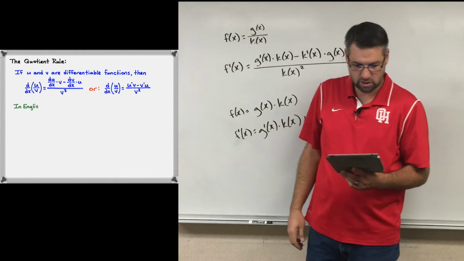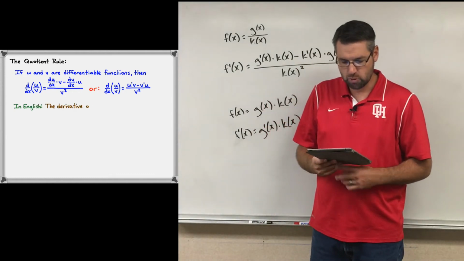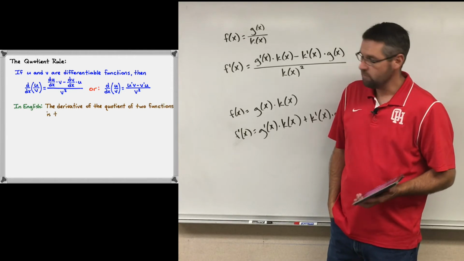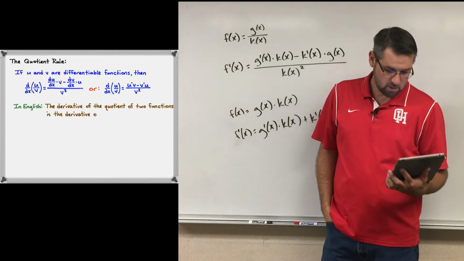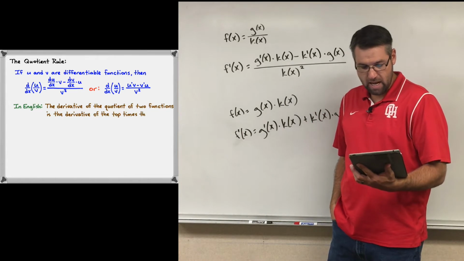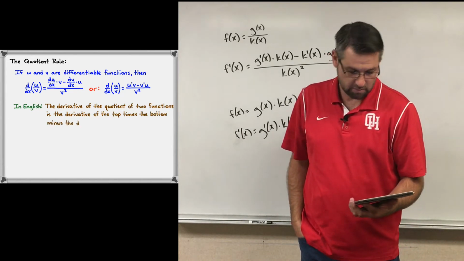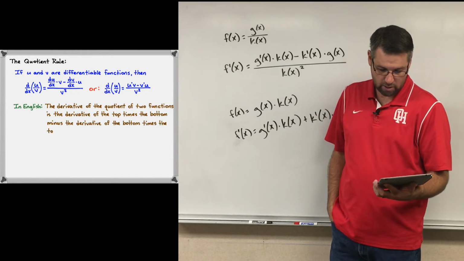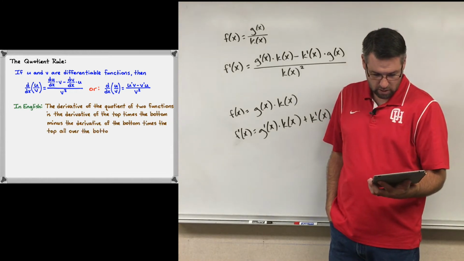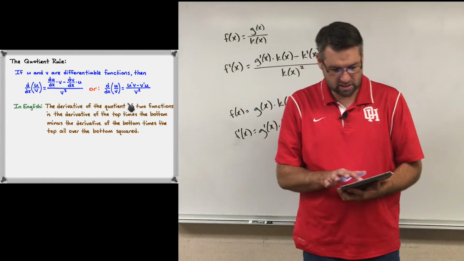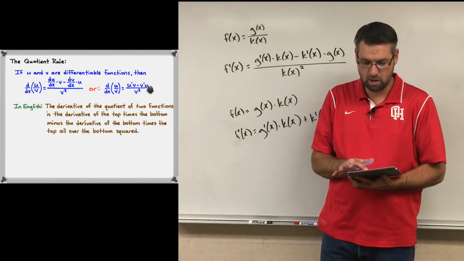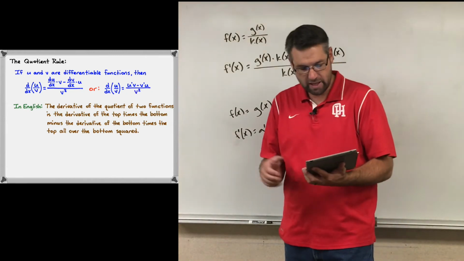So there it is in words. There it is in English. The derivative of a quotient is equivalent to the derivative of the top times the bottom minus the derivative of the bottom times the top, right? All over the bottom squared. Okay? That's that. Now you can see that this is a little bit cleaner to write it like this. If u and v are functions, then it's u prime v minus v prime u all over v squared. Okay? So that is the quotient rule.